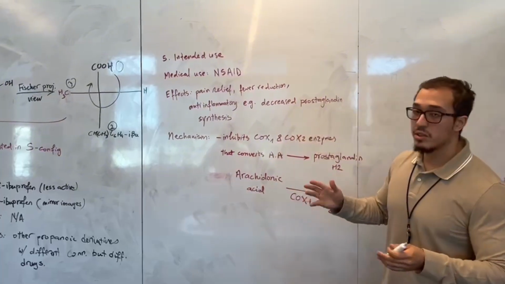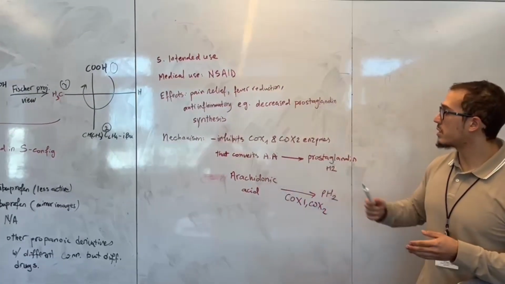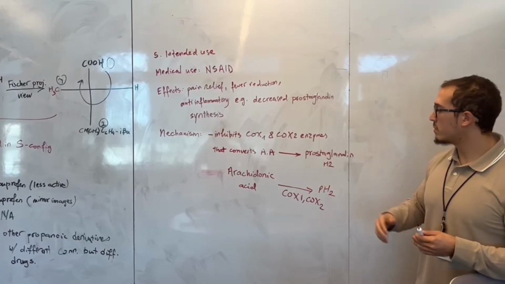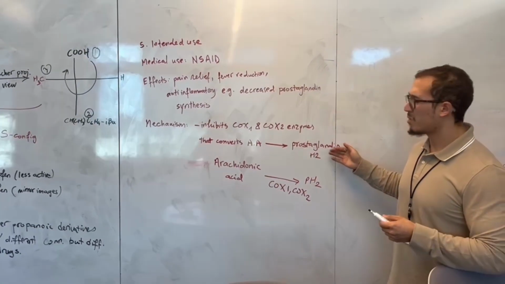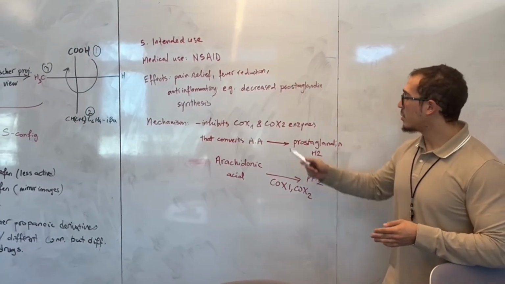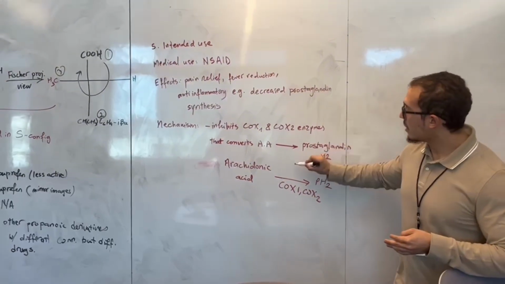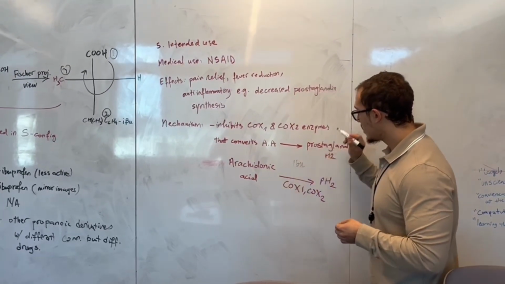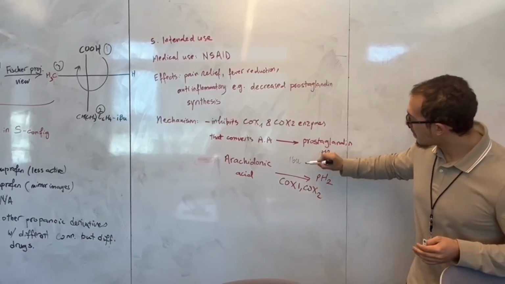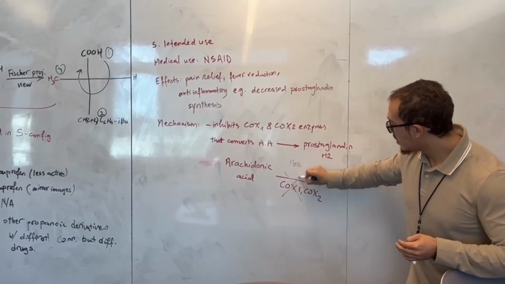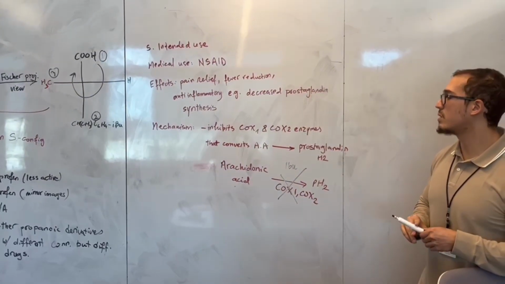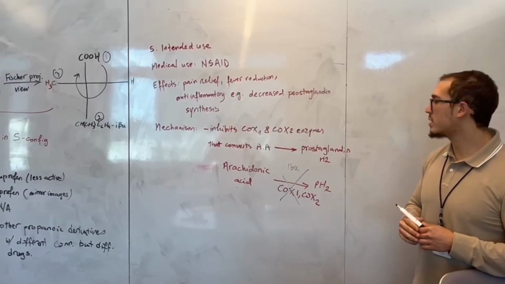Mechanism, very interesting mechanism. It inhibits the COX-1 and COX-2 enzymes that convert arachidonic acid to prostaglandin H2. This acts as a chemical messenger for pain and inflammation. What ibuprofen does, ibuprofen comes in the middle of this interaction. Not a very good marker, but it essentially inhibits this, so you can't convert arachidonic acid to prostaglandin H2, and therefore you get a reduction in pain.